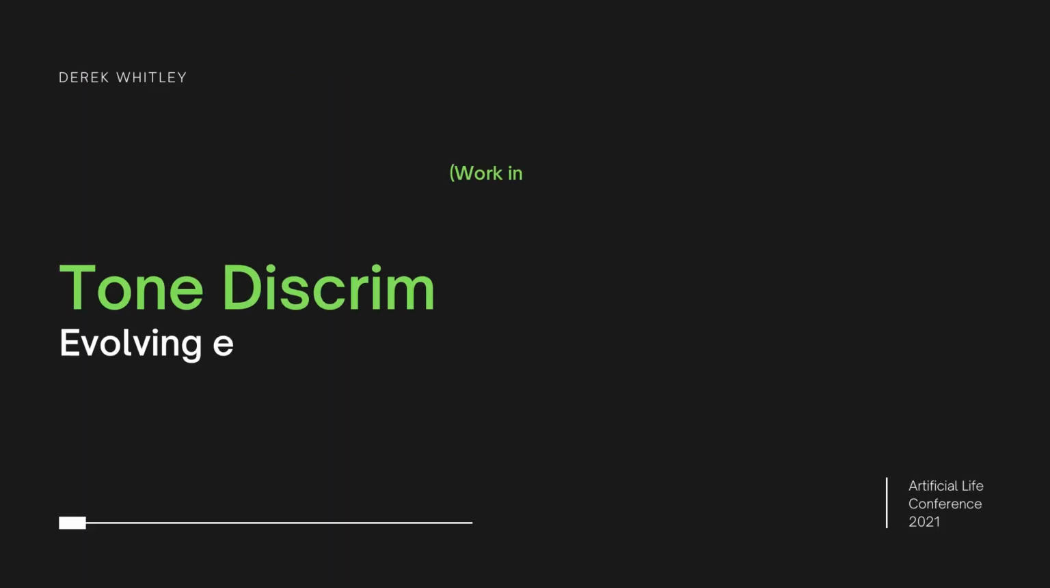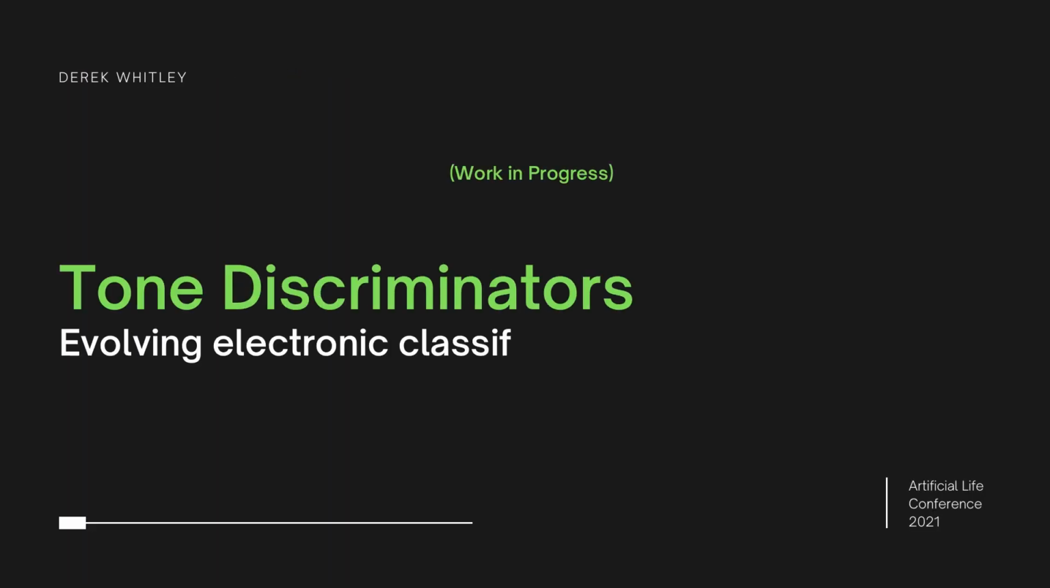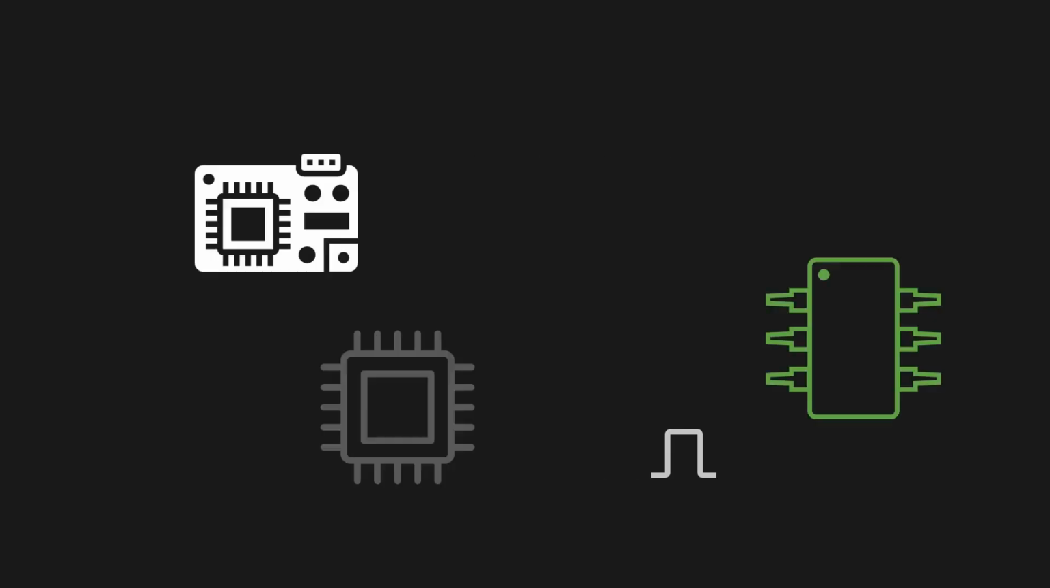For the last experiment, we aim to reproduce Adrian Thompson's tone discriminator results. As mentioned previously, the goal is to evolve a circuit that can classify a 1 kHz tone from a 10 kHz tone. Please note that from this point in the presentation, everything is a work in progress.